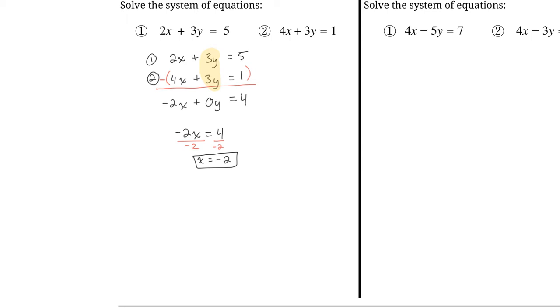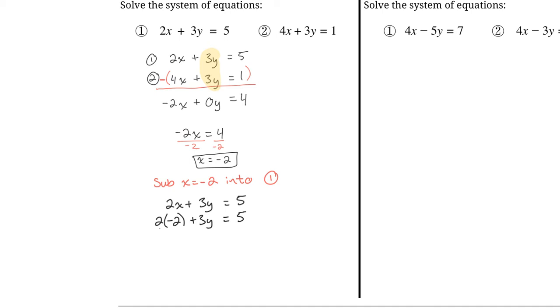So since x is equal to negative 2, we can substitute this negative 2 into one of our original equations. So I'm going to substitute x equals negative 2 into the first equation. And it doesn't matter which equation you choose, you should get the same answer. So equation 1 is 2x plus 3y equals 5. So since x is equal to negative 2, I'm just going to replace x with negative 2. And now we're just left with one unknown variable in this equation, and that's y. So we can start solving for y.